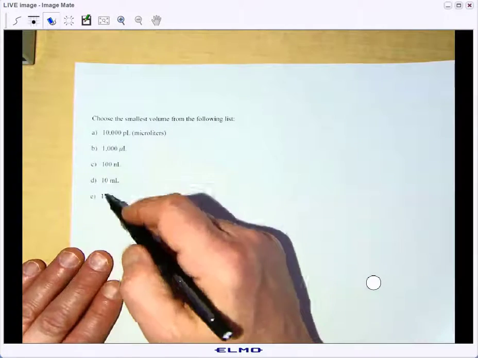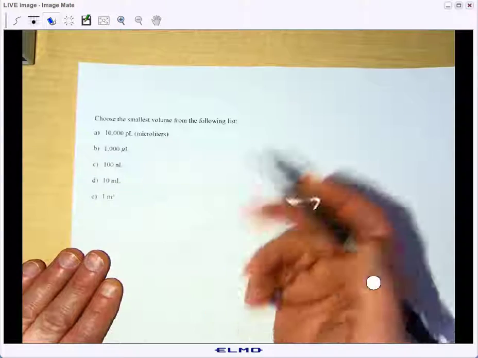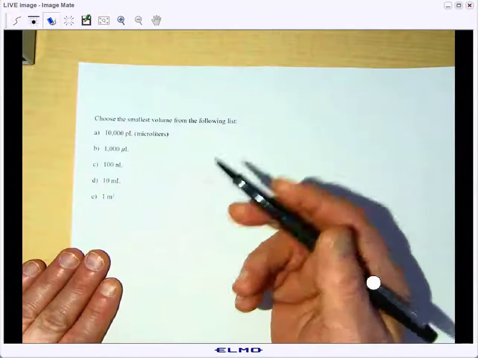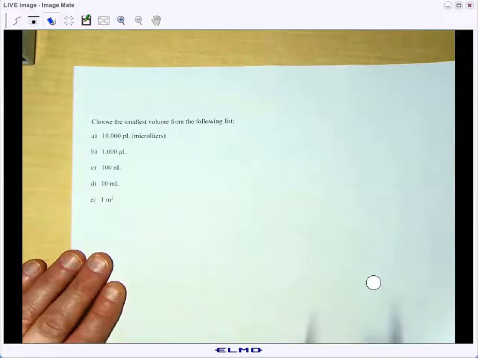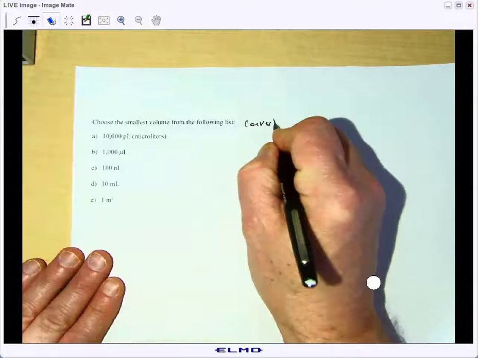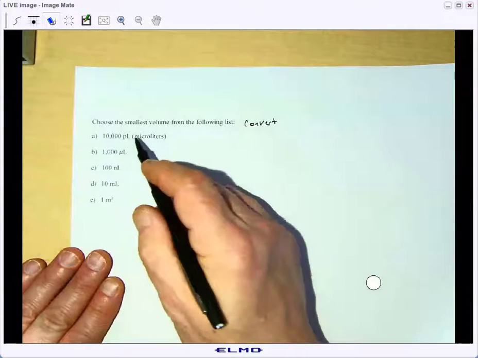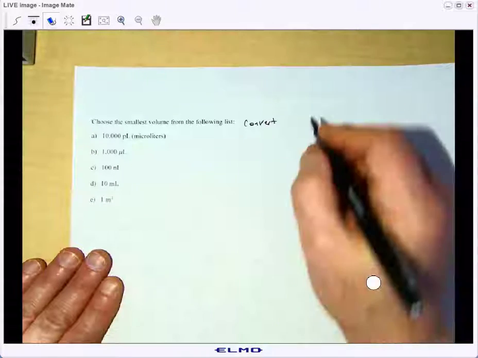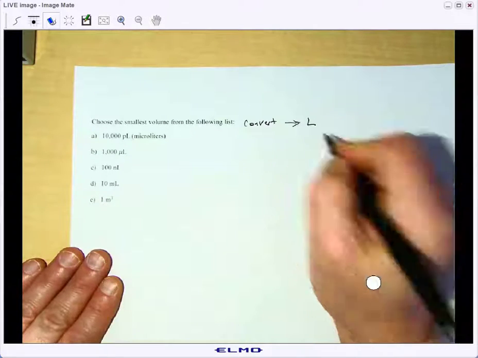Well, you can look at these and maybe you can make a guess and maybe you can't. Maybe you know which one of these is smaller than which. Maybe you don't. But the best way to do this is to convert all of these to a common unit. And in this case, liters looks like the best choice. So we're going to convert each of these into liters.